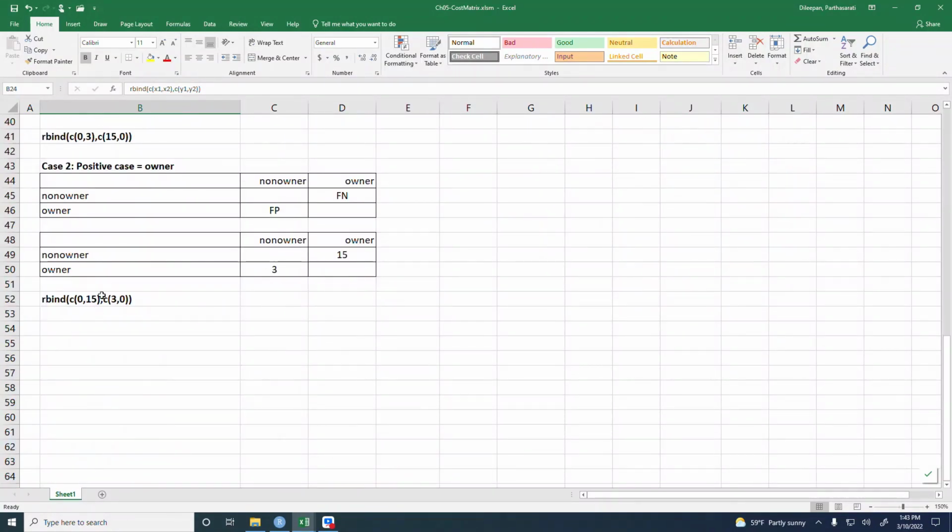And what rbind does is, rbind doesn't care about false positive, false negative, or whatever. It takes the rbind can have any number of vectors. All it does is that it just takes one vector after another and puts them as rows and binds them all together. That's what rbind is. Row bind. R stands for row.